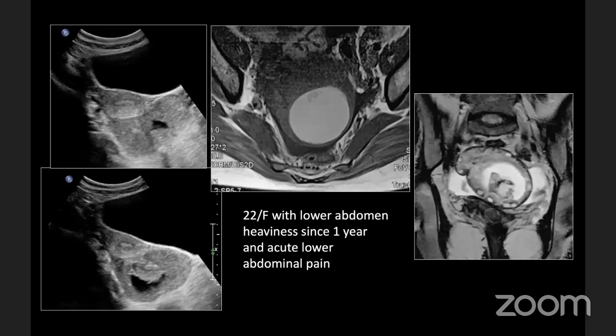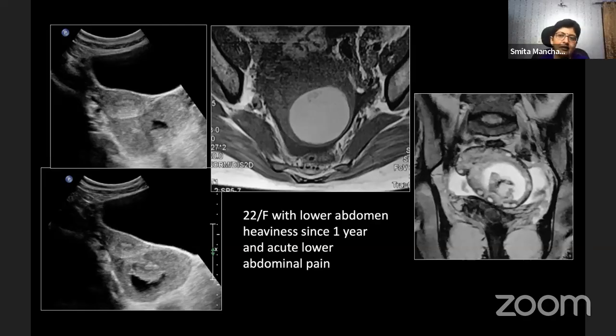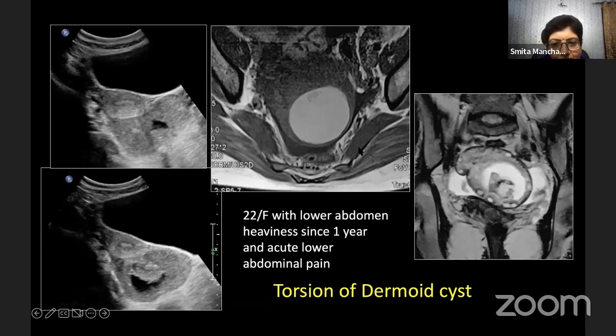We'll just give the attendees a few more seconds. So we have one response, hemorrhagic cyst. Okay. See, the fact that there is some degree of correlation with the lower abdominal heaviness, I'm sorry, I didn't have the T1 fat sat image in this case.